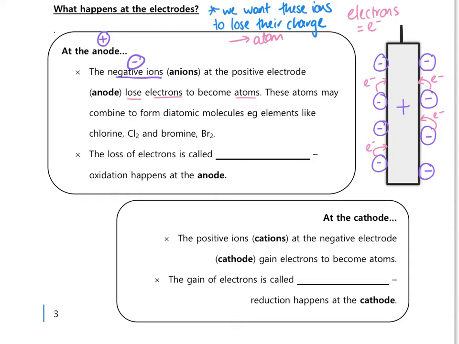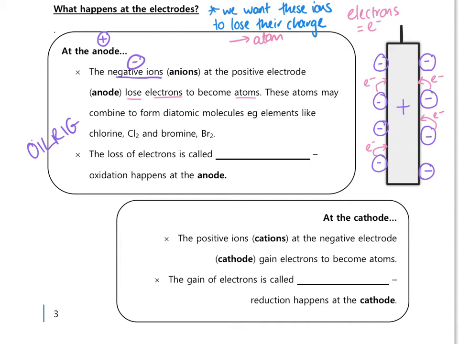The next point in this box relates us back to the last topic that we just covered, our oxidation, reduction and redox. And it says here the loss of electrons is called, so if you remember the rhyme, OIL RIG.